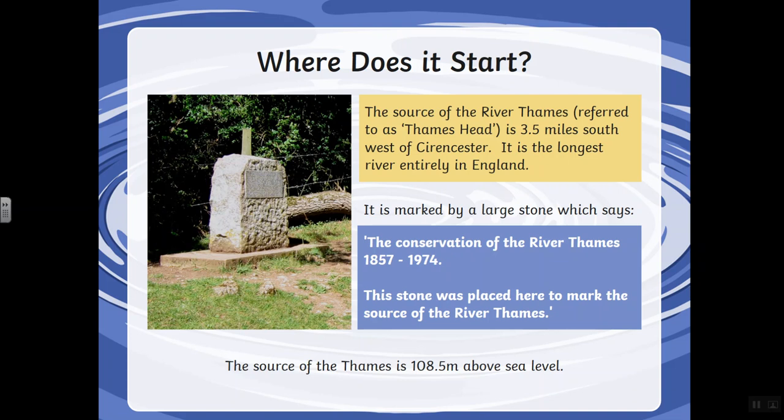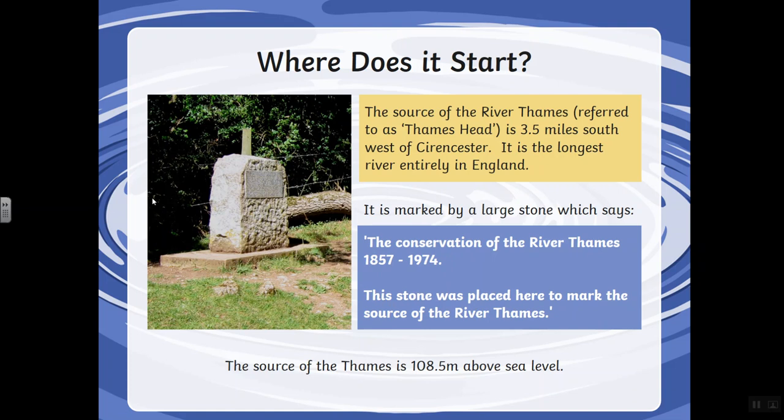And you can see that we might say that Cirencester is the source of the river, but in actual fact, it's probably just outside the town of Cirencester. You can see the little picture here, and it says, the source of the river is marked by a large stone which says the conservation of the River Thames, 1857 to 1974. And it says this stone was placed here to mark the source of the River Thames.